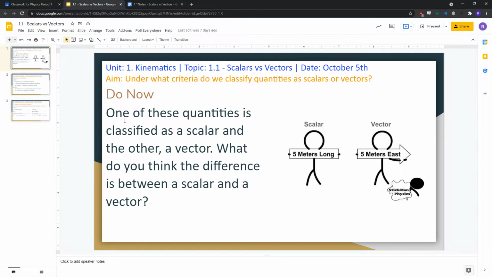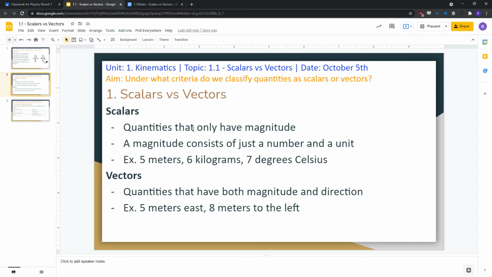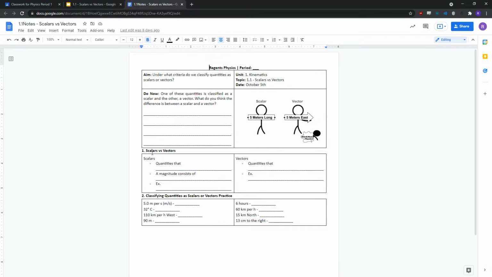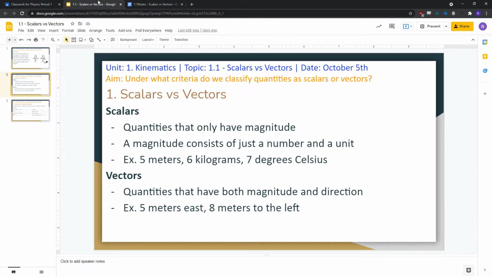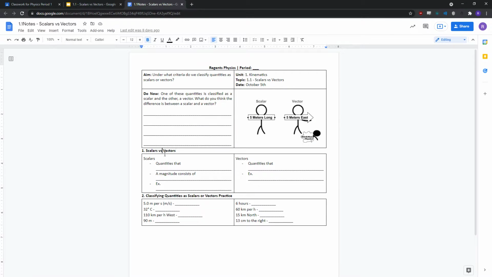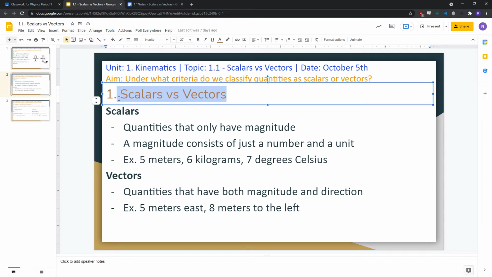We're going to skip the do now. I'm going to go straight into the content. So the content is really just one-to-one, so 1.1. The first thing that we need to discuss in Unit 1, kinematics, because that's our unit, our first unit is kinematics, is scalars versus vectors.